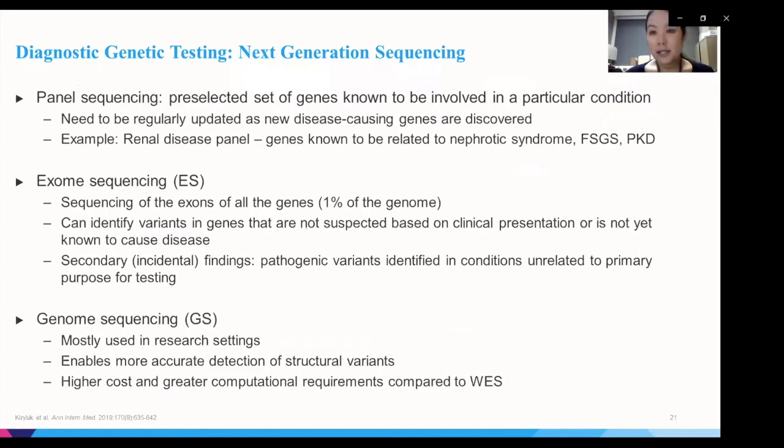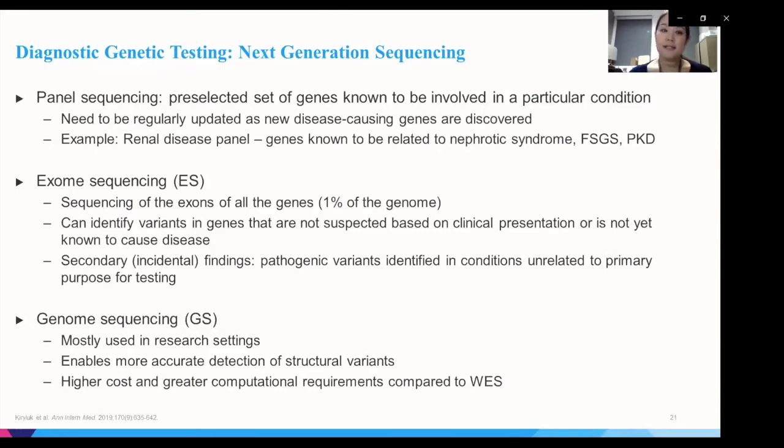So when it comes to sequencing, of course, if we have a very specific disorder in mind, a single gene disorder, we will order that single gene or 2 genes that are associated with a specific disorder. Oftentimes we do panel sequencing, which is a whole set of genes. It can be anywhere from 3 or 4 to hundreds. And these are genes that are selected by the genetic testing laboratory that are known to be involved in a particular condition. So an example of this would be a renal disease panel, which may have a dozen or so genes that are known to be related to nephrotic syndrome or FSGS, etc.